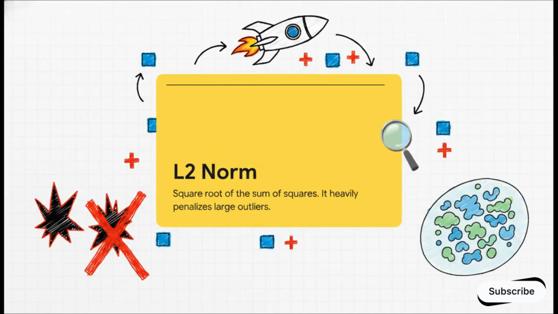Now, if we set p equals 2, we get our classic L2 norm, the Euclidean jetpack. It's the square root of the sum of squared values. Because we're mathematically squaring those components, the L2 norm heavily penalizes large outliers. It prefers vectors where the mass is spread out in a bunch of small, smooth values.